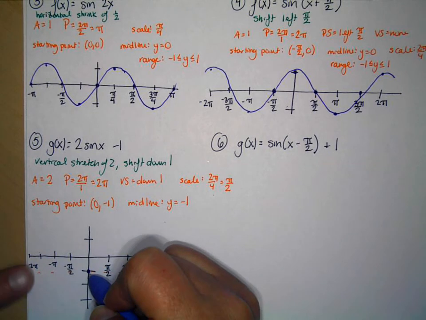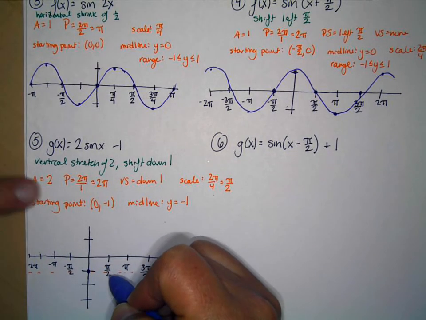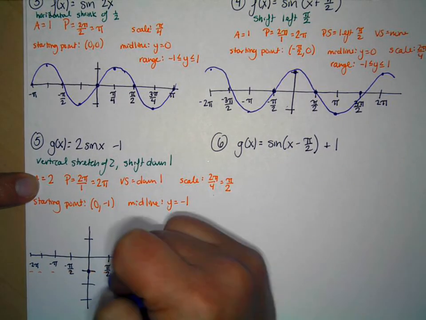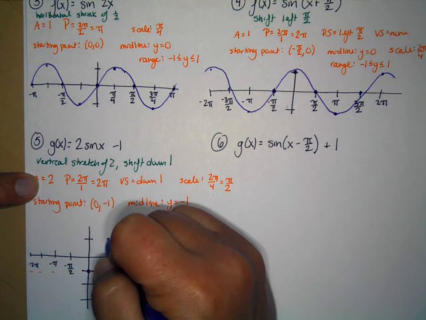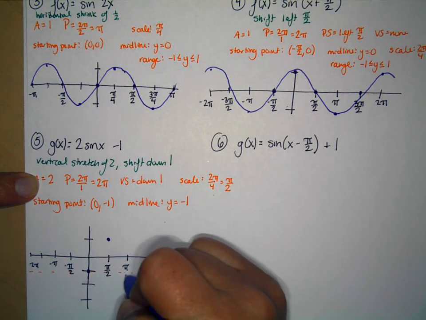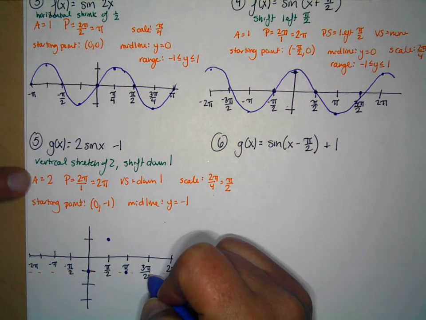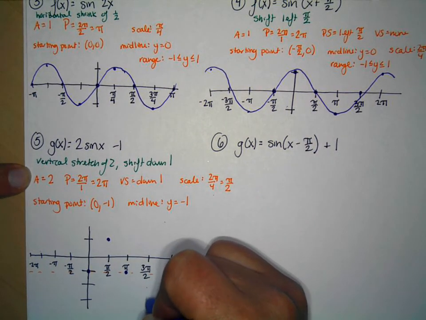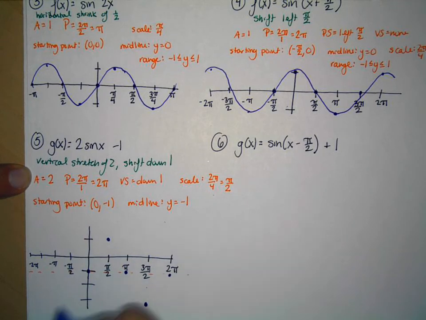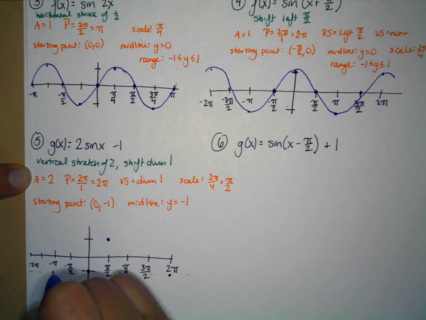So our first point's on our midline. Our next point's going to be at our maximum. Because our amplitude is 2, we're going 2 spaces above our midline. Our third point's on the midline. Our fourth point is at our minimum, and because our amplitude is 2, that's 2 spaces below the midline. And we're back to our midline. You can continue the pattern.